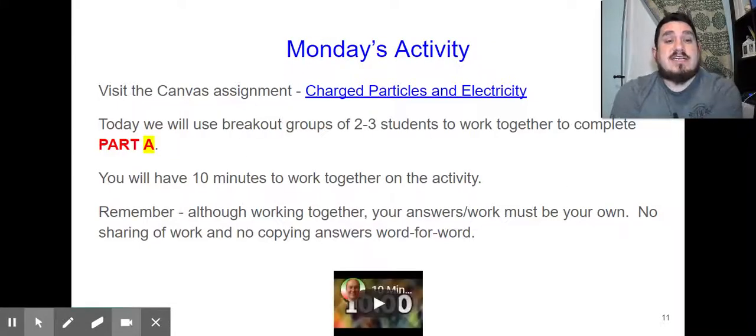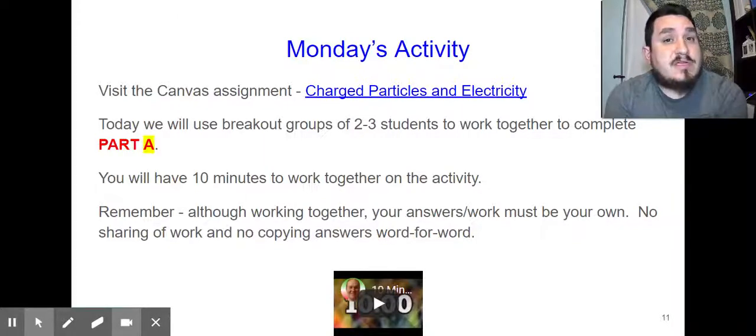All right, so today's activity, whether it's Monday or Tuesday, we are going to do the charged particle and electricity part A. We are going to do a breakout group, and in Microsoft Teams you'll automatically be broken up into random groups, and then I will be able to watch your groups as you work. I can be in and out of your groups, and even if I'm out of your group, I can still see what you're doing, so be mindful of that.